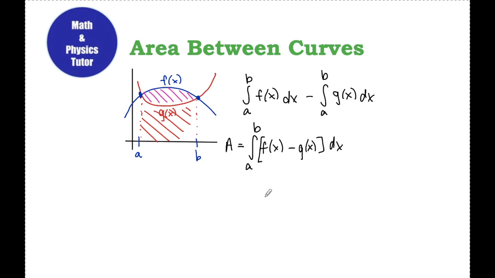Oftentimes you'll hear teachers, and I will refer to them today as the top curve and the bottom curve. So general idea here, we're going to integrate from the leftmost x value of intersection to the rightmost x value of intersection, the top curve minus the bottom curve, and that will allow us to find the area between these two curves. Let's look at an example.